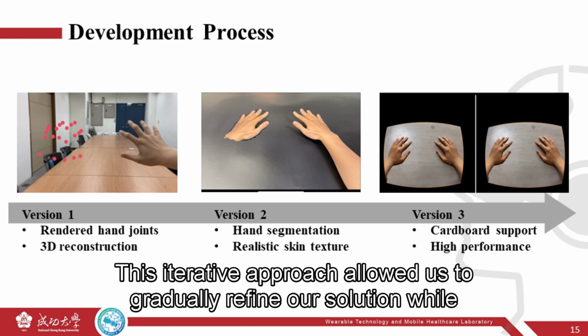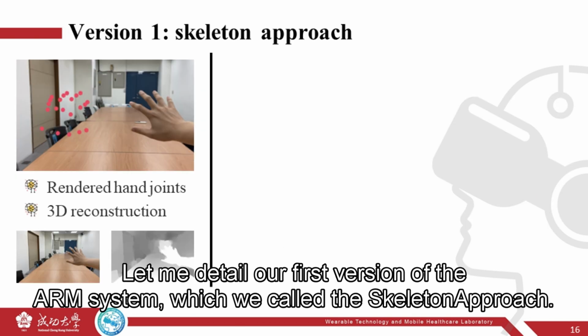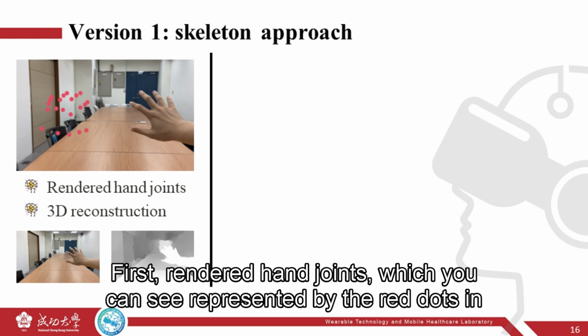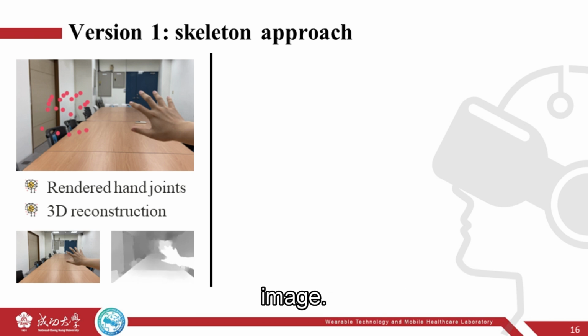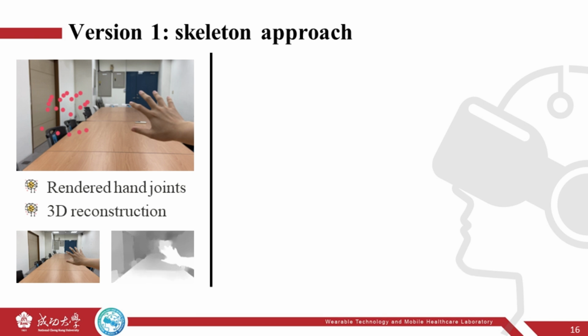This iterative approach allowed us to gradually refine our solution while maintaining our core goal of accessible and effective rehabilitation. Let me detail our first version of the ARMT system, which we call the skeleton approach. This initial version focused on 2 primary technical elements. First, rendered hand joints, which you can see represented by the red dots in the top image. These points track the key articulation points of the hand in real time.